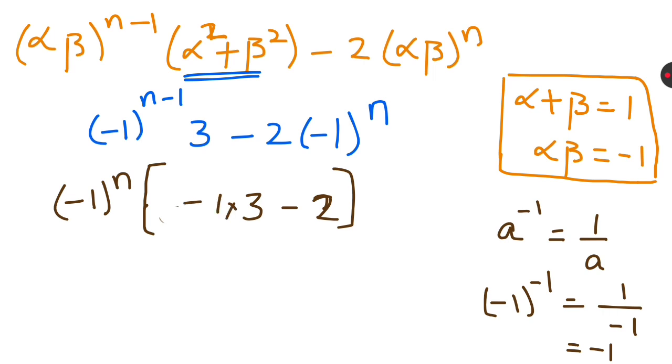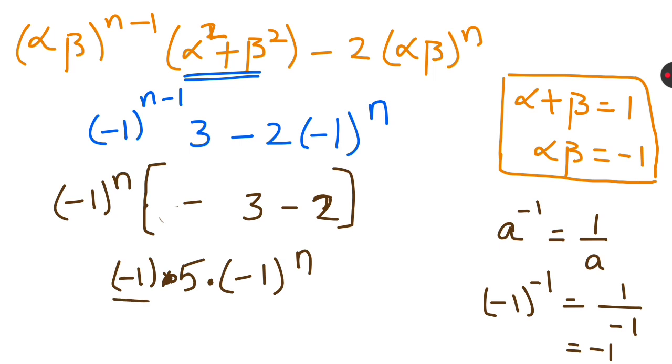So minus 1 times 3 is minus 3. Minus 3 minus 2 gives minus 5. Minus 5 times (minus 1) whole raised to power of n. So this is the result of this given question. But here we have a negative value. If you want to remove the negative, we can write this negative as minus 1 times 5 times (minus 1) whole raised to power n.